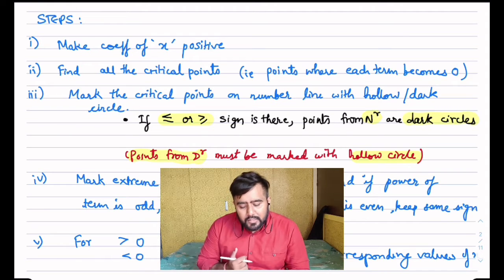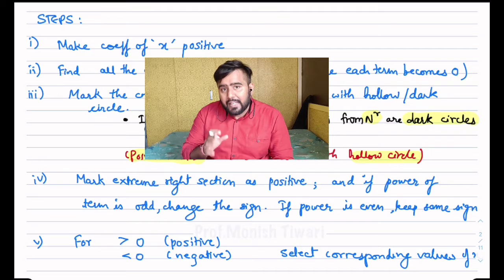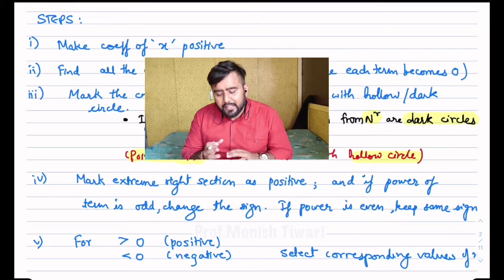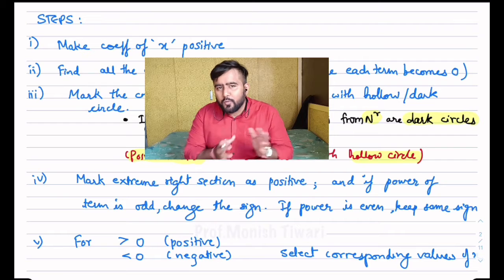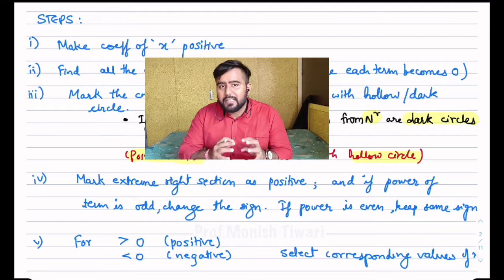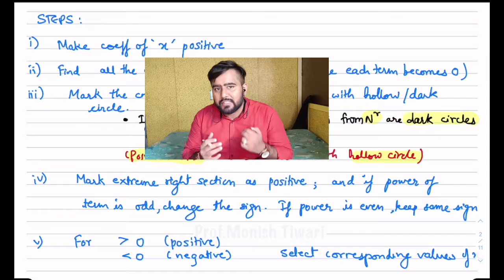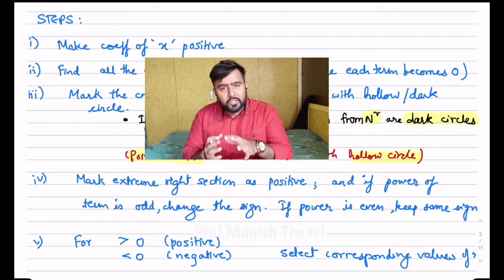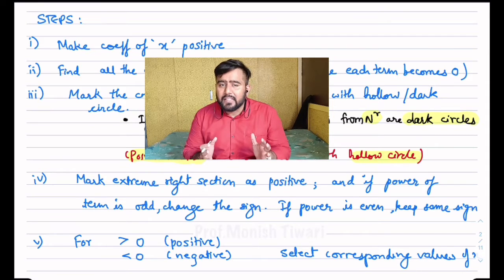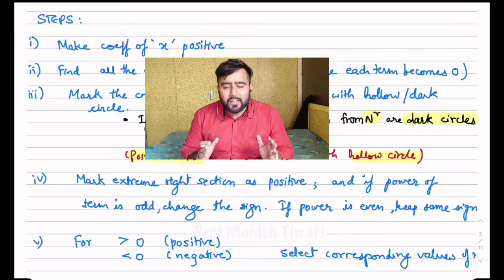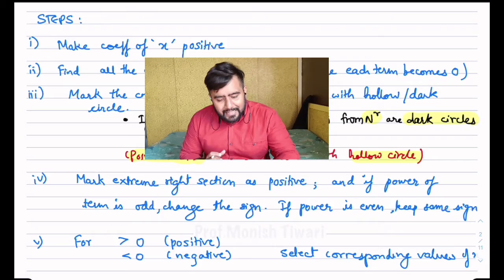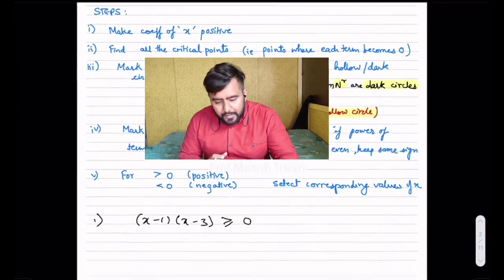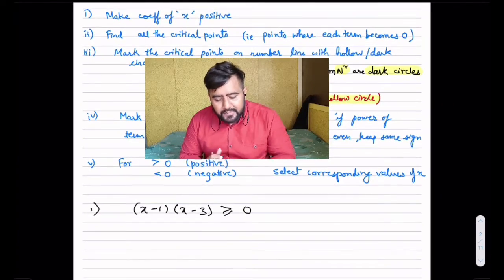So let's move to the next part. Mark the extreme right as positive, and if the power of a term is odd, so how to deal with this particular step will be clearly understood with the example which I will be taking now. If the power is odd, change the sign. If the power is even, keep the sign the same. Now what do you mean by this? Little confusing, right? Let's go to an example. Okay? So I am keeping the steps here for your reference.